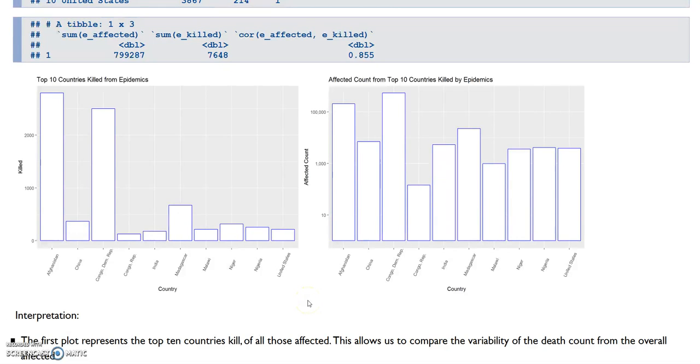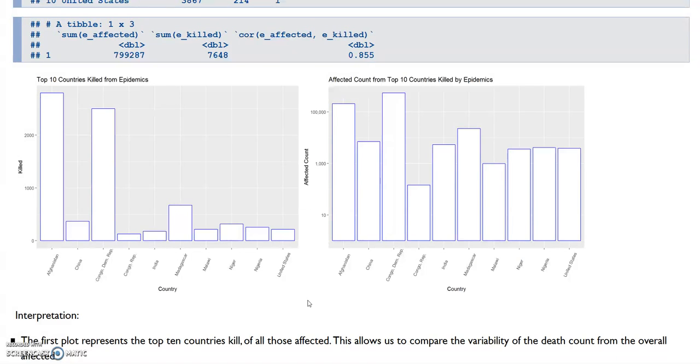The left side represents the top 10 countries comparatively with their kills, or the kill count, and then to the right of that we have the same top 10 countries, and here we've shown the affected count for each country so that we can see a comparison with each. And we see that on the left side here we have 2 fairly high outliers in Afghanistan and the Congo Dominican Republic. The others stayed fairly close to each other in range, but those 2 being the highest.